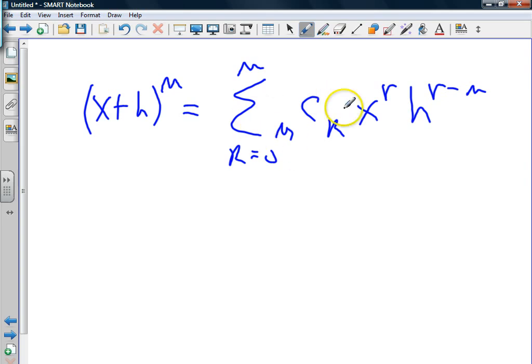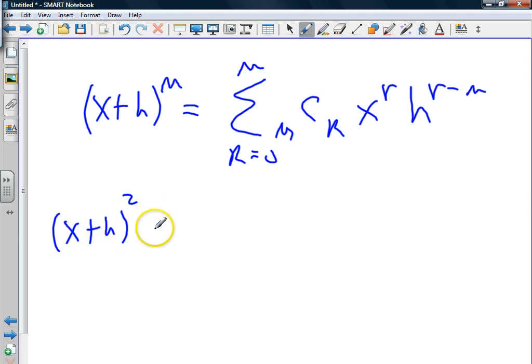These numbers are the numbers in Pascal's triangle. Okay? So what it means is, let's do an easy one. Let's say (x + h) squared, which we already know the answer to, right? Didn't we write this out a minute ago? x squared plus 2xh plus h squared, right?